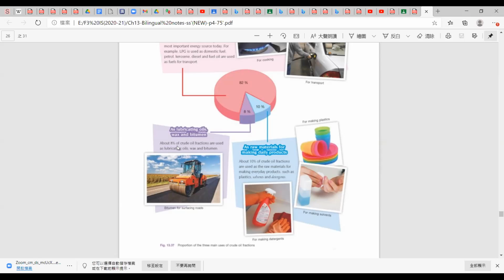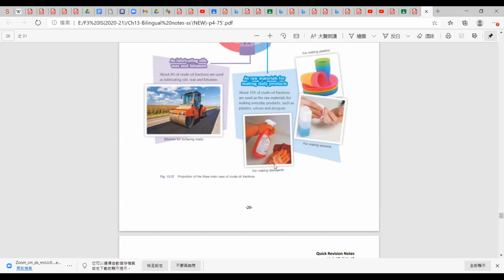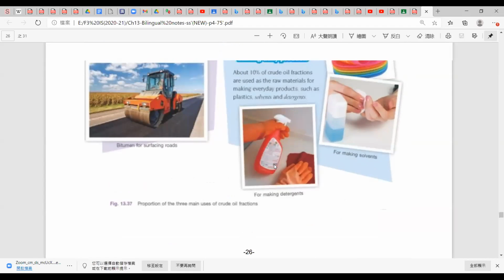Part of it is used as raw materials for making daily petrochemical products. You may find that only 10% of it is used, but it is very, very useful.